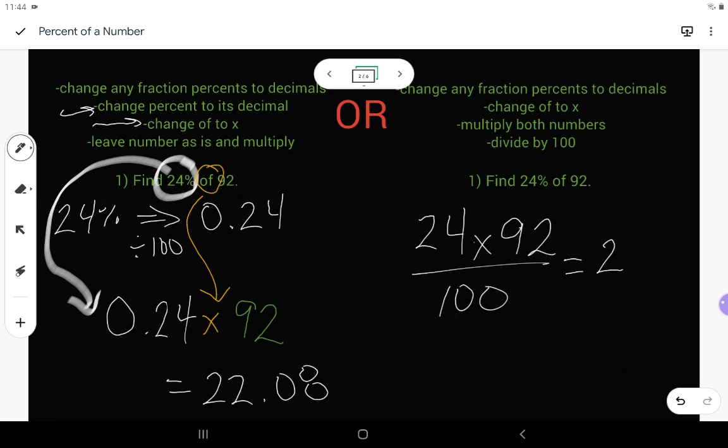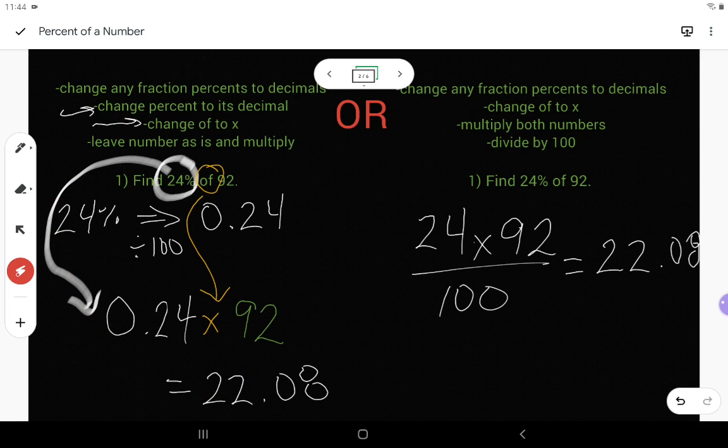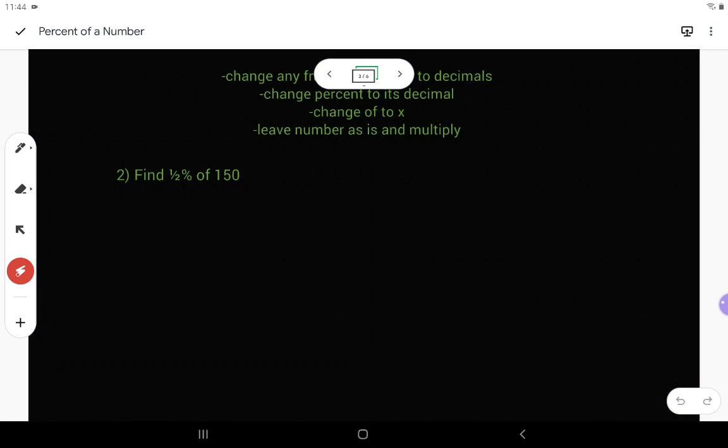Same thing, type 24 times 92 into your calculator and then divide by 100. You'll still get the 22.08. Both will work. I don't care which method you like best, but I'm going to be using this one for most of my computations. Okay, so here we go.